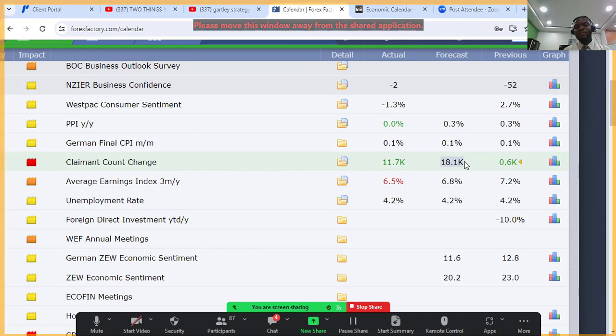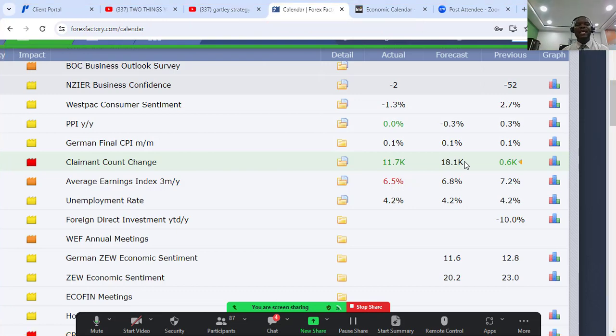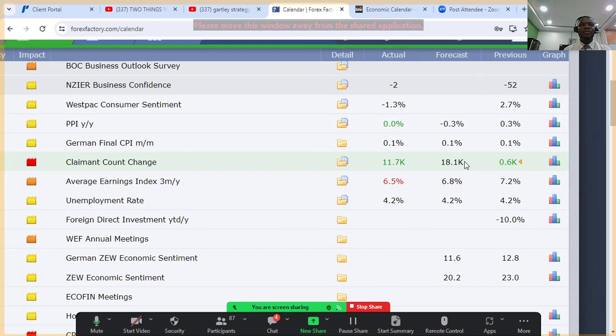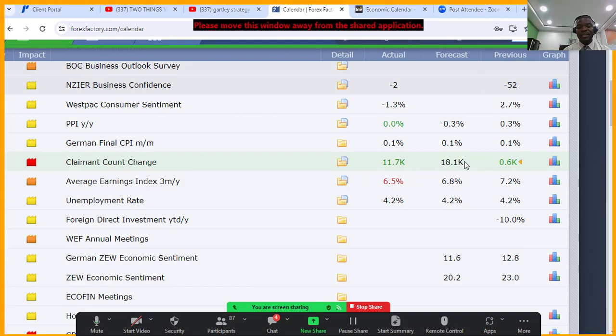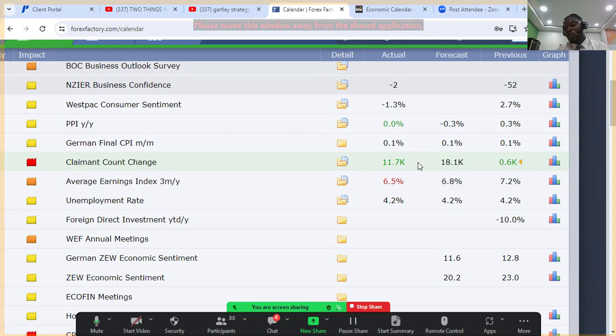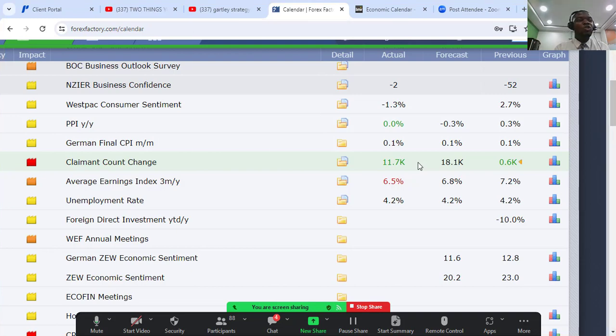Remember, the more persons that are filing for unemployment benefits, it indicates that the economy is not doing very well, because if more persons are filing for unemployment benefit, it invariably means they are unemployed, right? And unemployment is not a good sign for a growing economy. The reason is the economy thrives on consumer spending. So if you're unemployed, where will you have the money to spend?